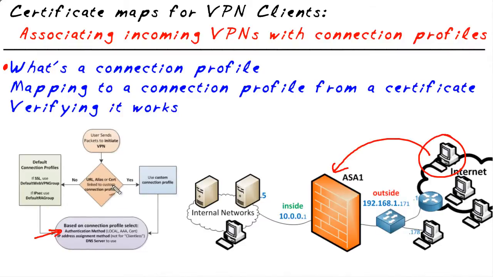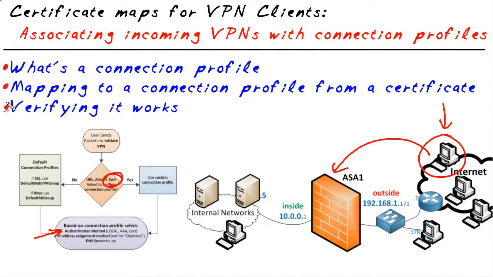If we're using digital certificates, one of our options is to take information out of the identity certificate that's on this PC and use that to map over to a specific connection profile. In this MicroNugget, we're going to take a look at exactly how to create that and carve that out, and then we'll also verify that it's working correctly.